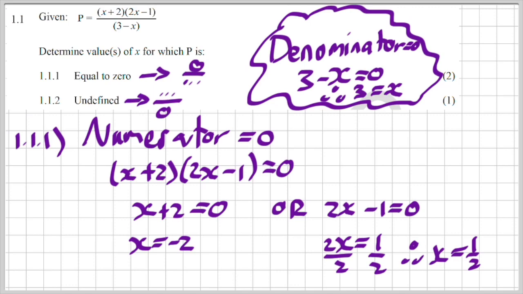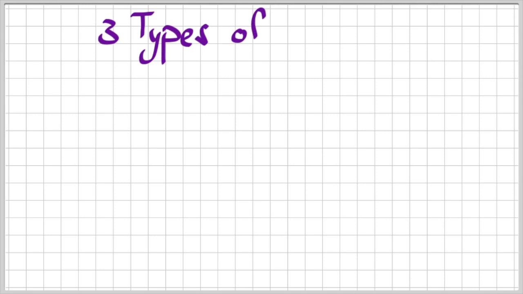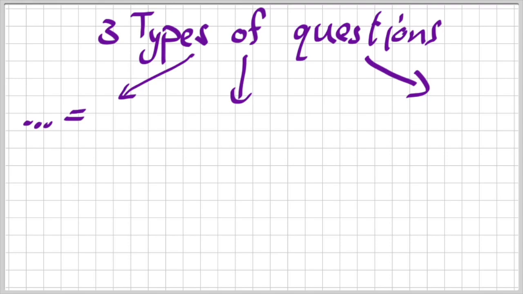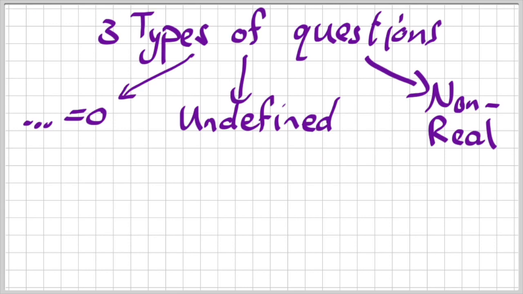But I'm not going to stop here. Let's do a quick recap of the basic type of questions you can expect. Your basic type of questions, and there are 3 of them. Your 3 types of questions are, first of all, when an expression is equal to 0, undefined, or non-real. Those are my 3 basic types of questions I can expect, and I've seen come up in exams over and over again. Paper 1 or paper 2. I've even seen this being asked in paper 2.